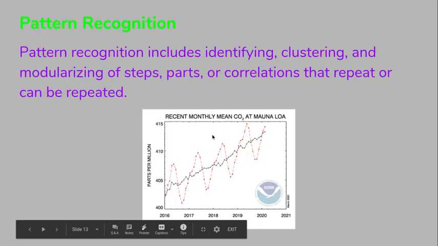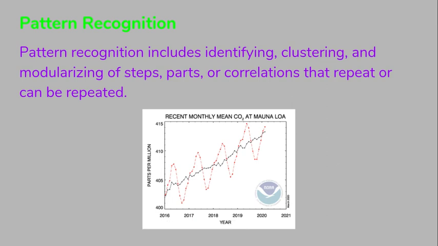So when you look at a graph like this, the monthly mean CO2 concentrations at Mauna Loa, you've seen this now for a couple weeks, and we looked at pattern recognition in here. This is identifying, clustering, and modularizing steps, parts, or correlations that repeat and can be repeated. So when you look at this graph, you might ask yourself, well, what are the patterns we can see in the graph?